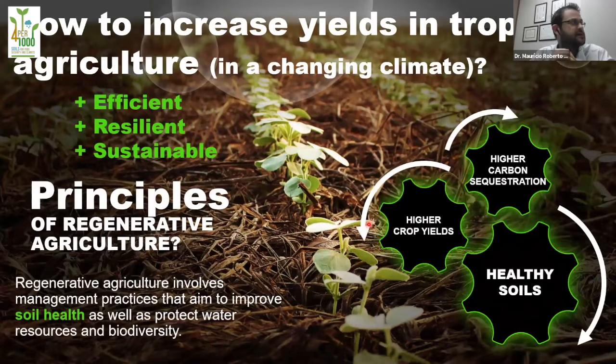So the big question for us is how to increase yields in tropical agriculture in a changing climate. This is the big question around the world. And I believe we need systems that are more efficient, resilient, and sustainable. For that, today, we can see the advance of regenerative agriculture on a global scale. In Brazil it is not different. And the principle for this type of agriculture is based on enhancing soil health. So when we increase soil health, we are increasing soil carbon and other benefits, for example, crop yield, water, and of course, biodiversity. So healthy soils, in theory, lead to high crop yields and also to high carbon sequestration.